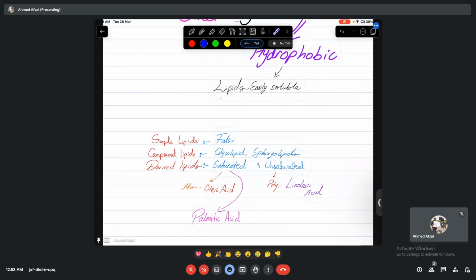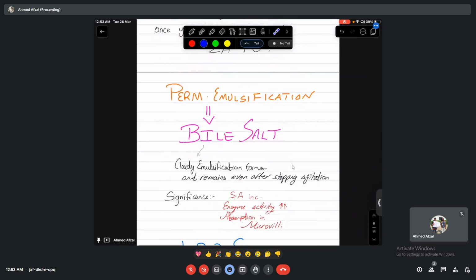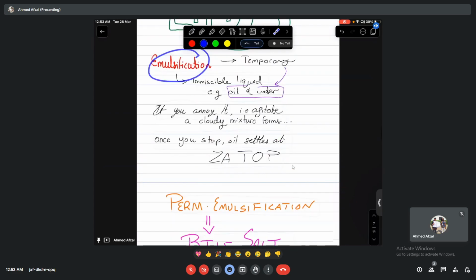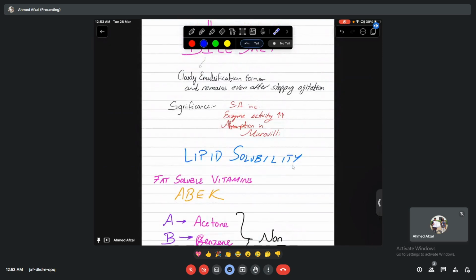Okay, that's about it. So, well, there's the lipids done. Two tests of emulsification and then how to check for solubility. Okay, so that's about it.